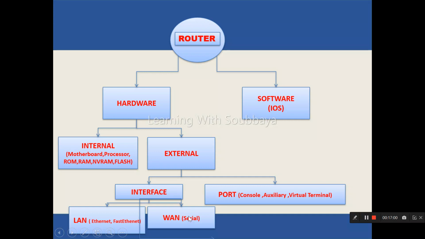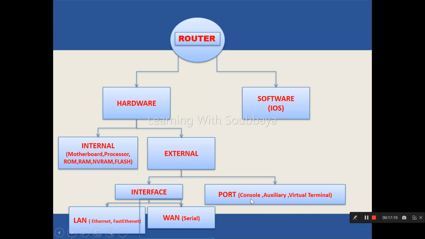WAN interface, right now we are using serial interface. Serial interface is nothing but WAN interface. There are different ports available: console port, auxiliary port and virtual terminal. These ports are used for configuring the networking devices.